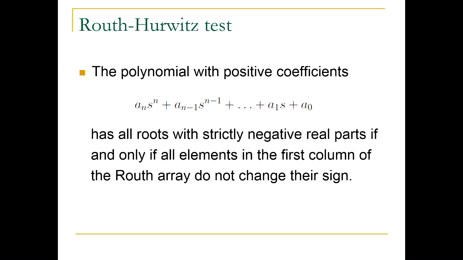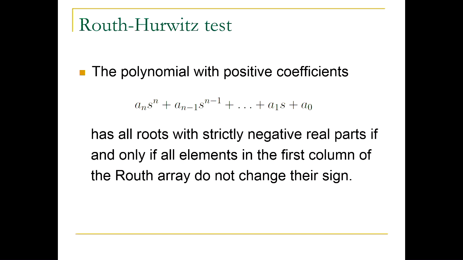All right. So here is the test. The Routh-Hurwitz test says the polynomial with positive coefficients given here has all roots with strictly negative real parts if and only if. What does this mean? It's necessary and sufficient. This is it. You get the answer. If and only if all elements of the first column of the Routh array do not change their sign.